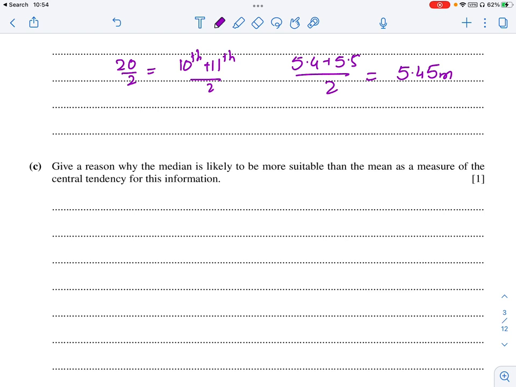Give a reason why the median is likely to be more suitable than the mean as a measure of the central tendency for this information. Because the mean is influenced by the extreme values, whereas the median is not. So as the mean is influenced by extreme values, the median will not change, the middle term will not change, even if the highest or the least value has been changed by an extreme value.